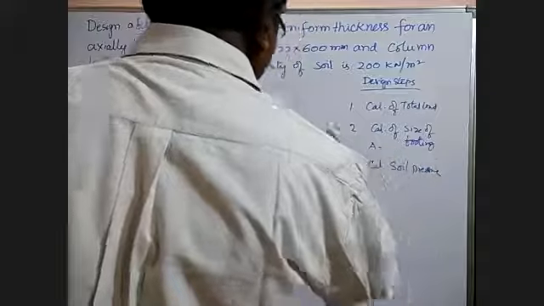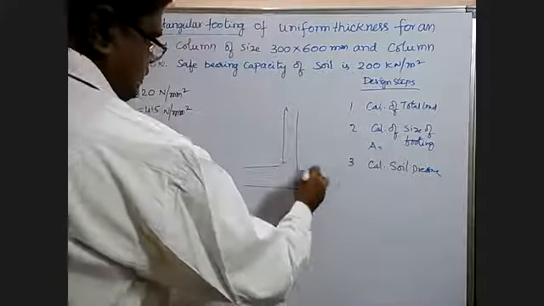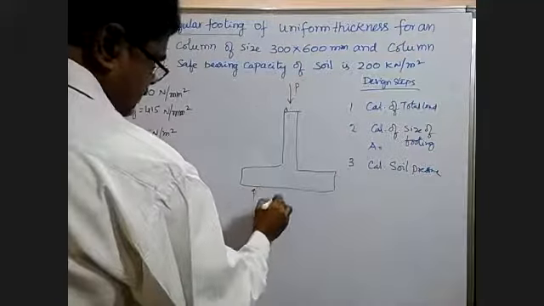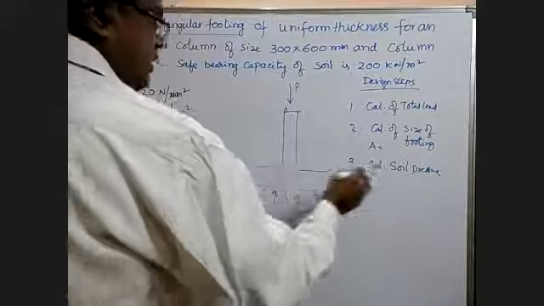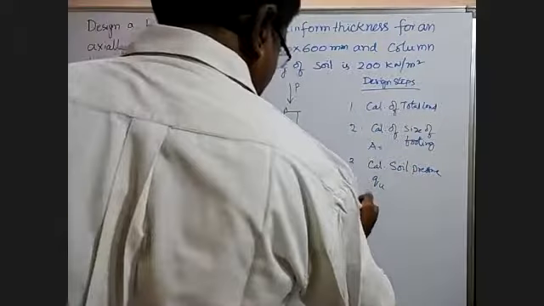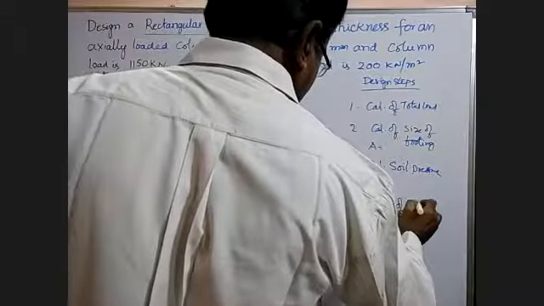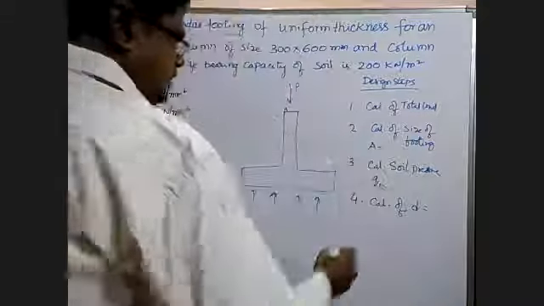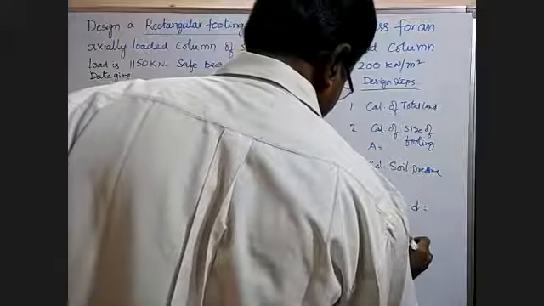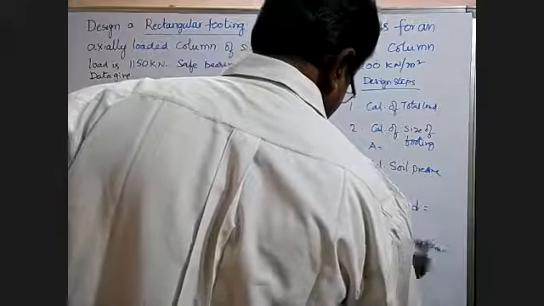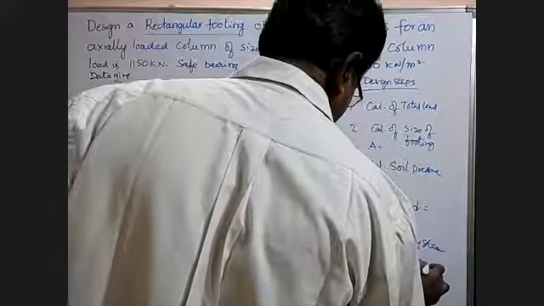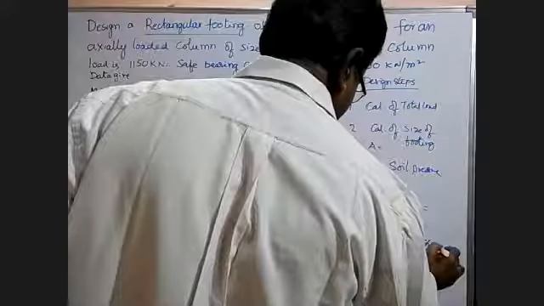See, load is coming from the column here, the load is coming from the top, and you have an upward soil pressure from the bottom. See the third step, QU, you have to calculate. Then the fourth step is calculation of D, using the three criteria: bending moment, one-way shear, and two-way shear.